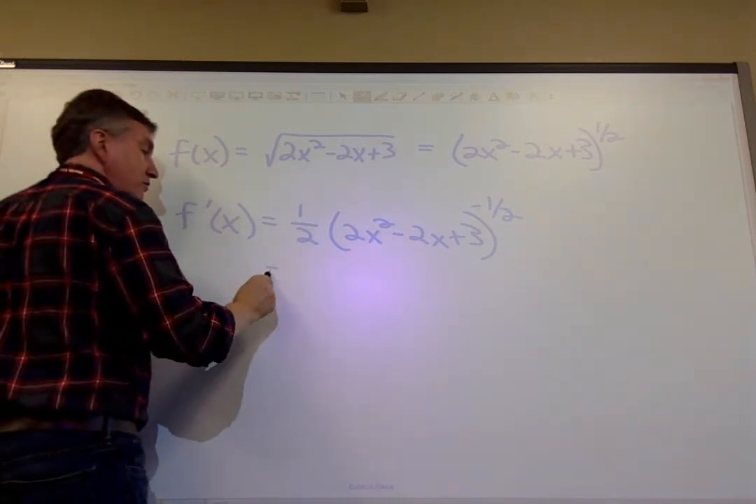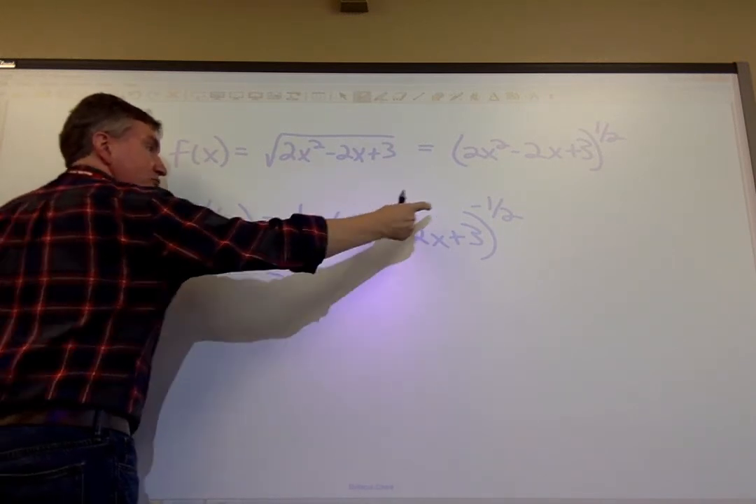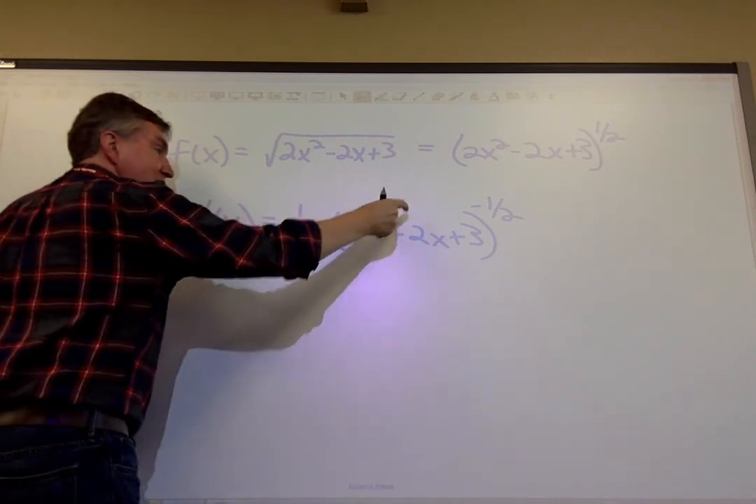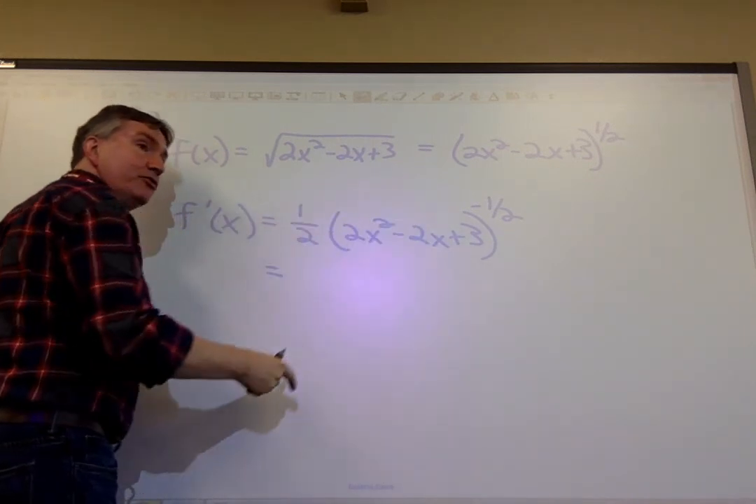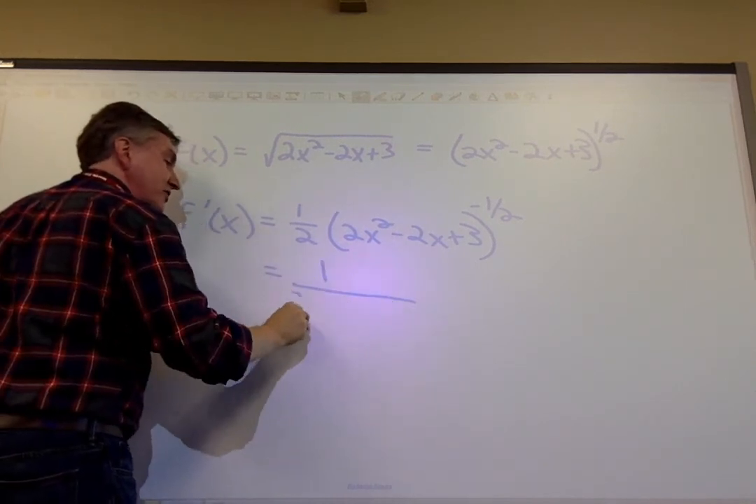Well, if the book wanted to be clever about it, they would drop this down with the 2 and put the radical back. Because see, if I drop this down, it would be 2 times that to the positive 1/2, which means square root, doesn't it? So you might see this in the answer section.